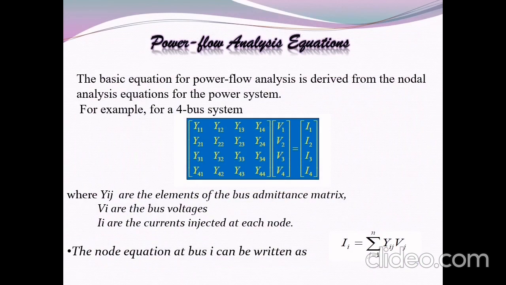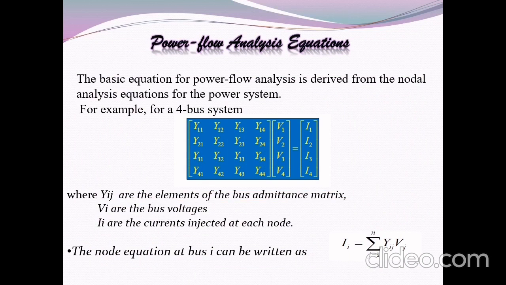Then load flow analysis, the required equations. The basic equation of load flow analysis is derived from normal nodal analysis. As all of you know, if you consider a 4-bus system, you will get the admittance matrix 4 by 4, which is symmetric. And the basic current equation is current equals Y multiplied by V. YV equals I. So Y, which is 4 by 4, multiplied by V, the voltages, is equal to the currents. So this is the basic expression.